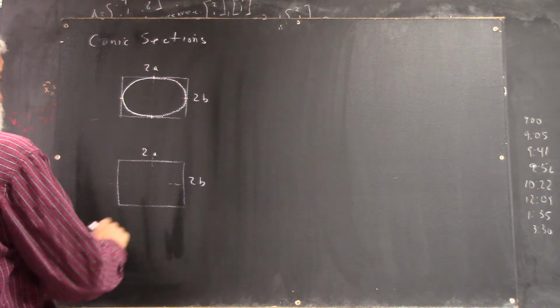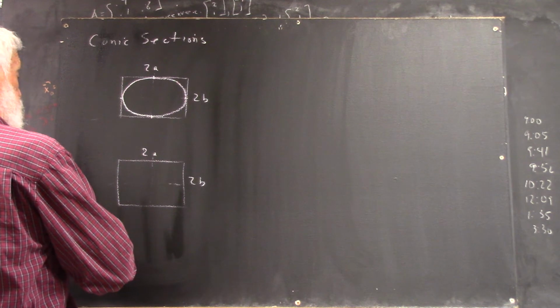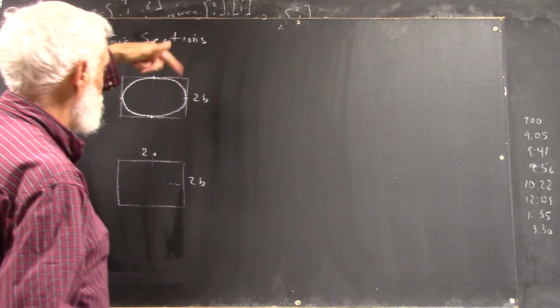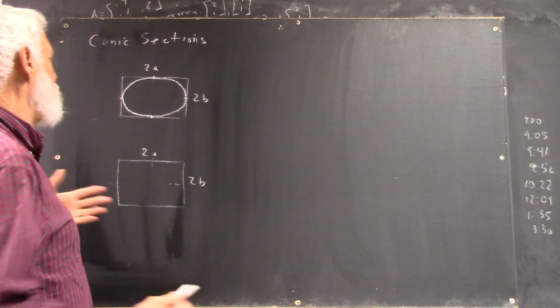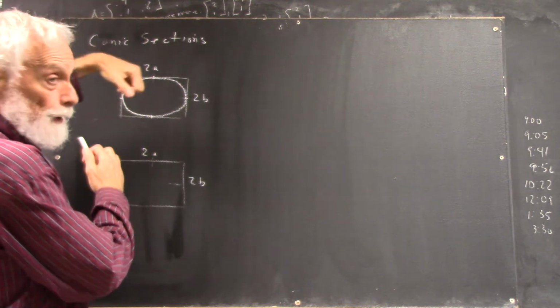So this is an ellipse. Semi-major axis and semi-minor axis are A and B. And of course, it could be B and A because the longer axis might be this way.